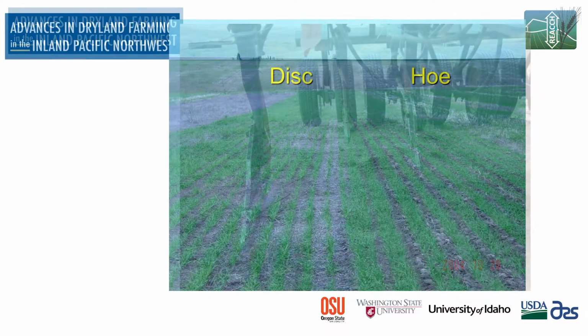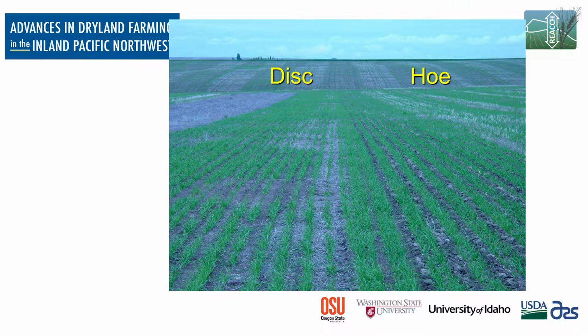In fact, when we did experiments with this, you can see that we get better stands. The wheat looks better where we have the high disturbance opener versus the disc opener. However, lots of times the yields weren't that different. So we saw an effect early on in the season, but not later.